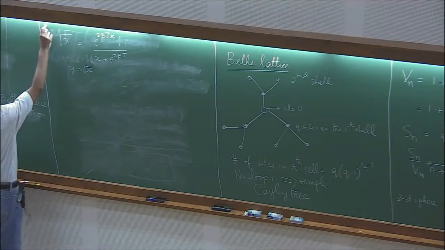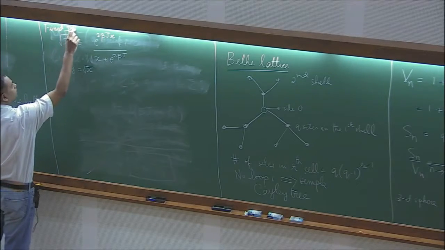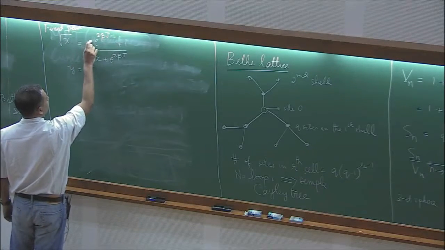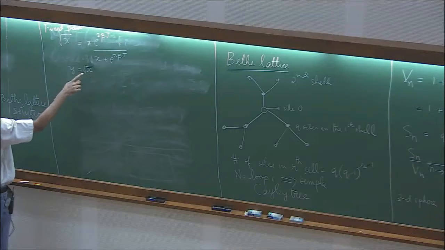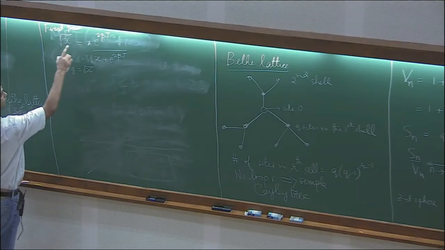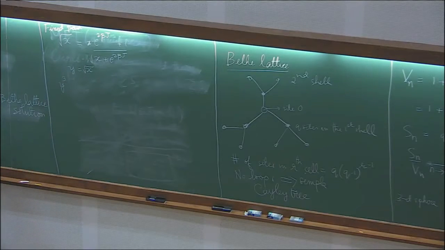So this is the fixed point. Let's just look at the solution of this one. To remove this root x, let me put y equals root x. So this becomes x to y square, and so on. So I get y cube.